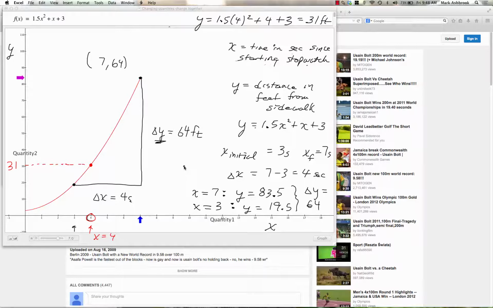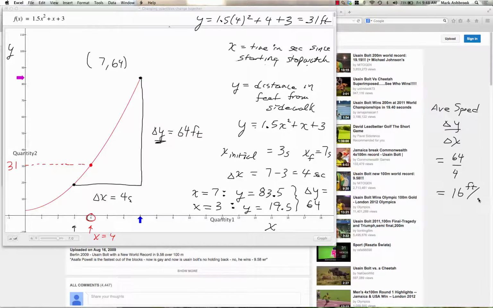Okay, so now I want you to find the average speed over these 4 seconds. What's the average speed over these 4 seconds? How would we do it? Divide 64 by 4. Because? Because that's the distance over the time. Change in distance. Okay. Average speed, change in y over change in x. What's the units on that?